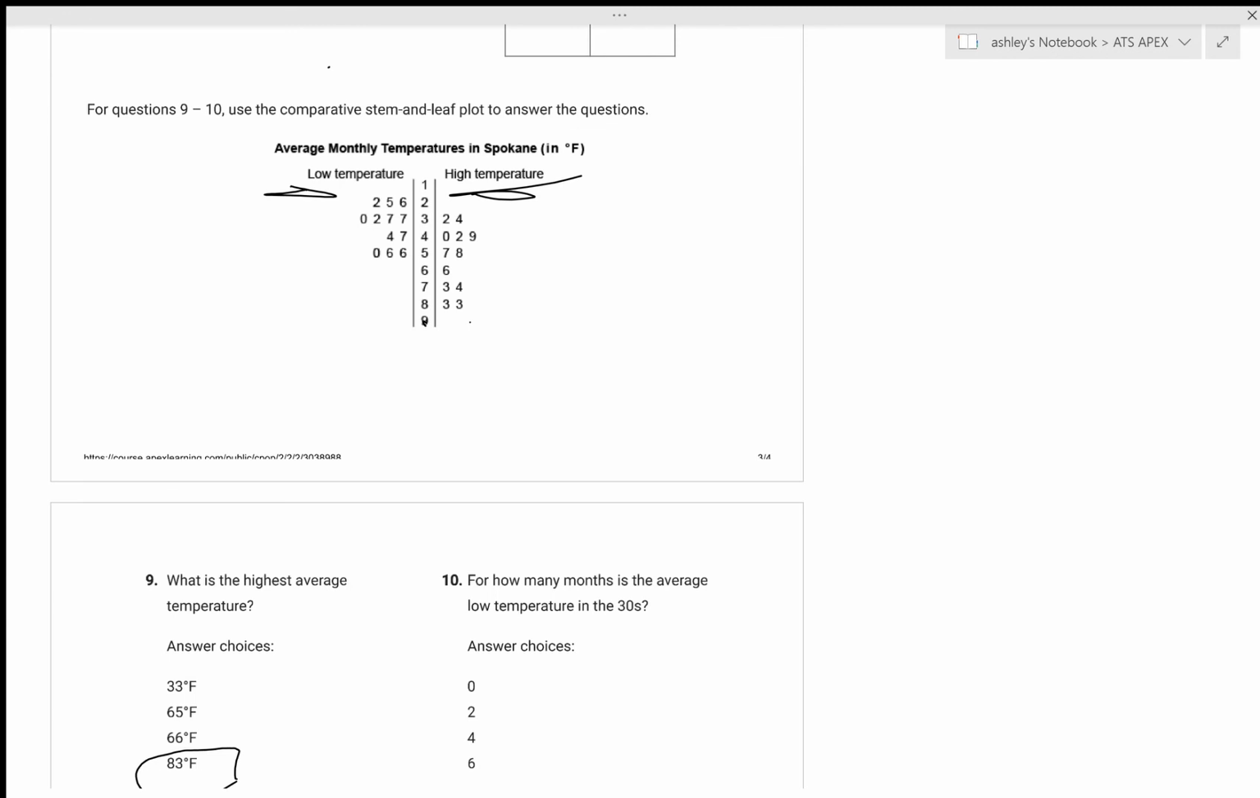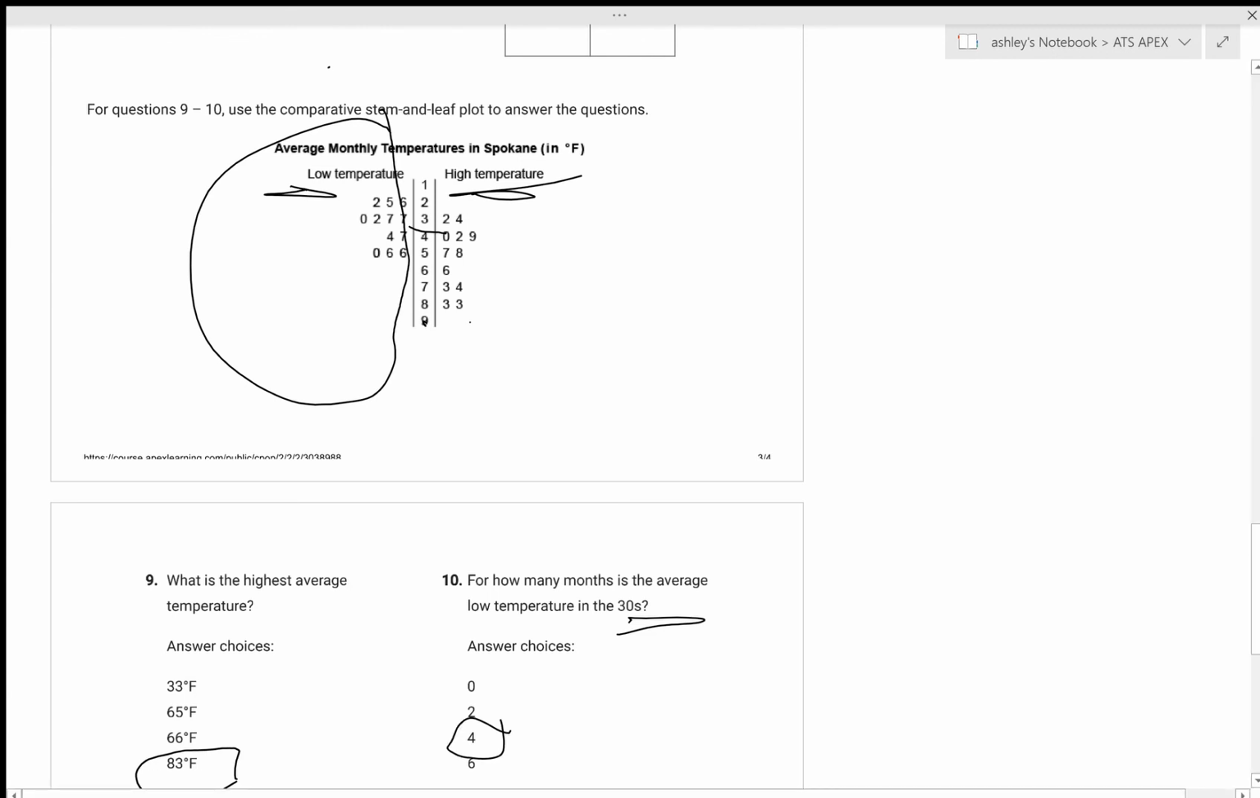And then it says for how many months is the average temperature in the low 30s? Low, I need to be on this side if I'm talking about low. 30s, I want to find my 3. I'm only caring about the one side, so I count how many times 30s happen. So I have 30, 32, 37, and 37. So that's 1, 2, 3, 4. And my answer would be 4.